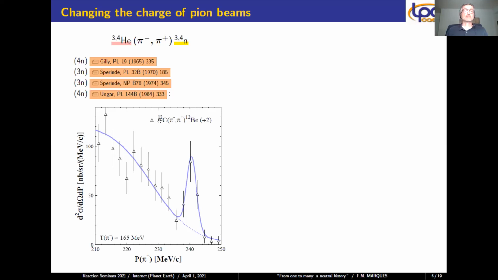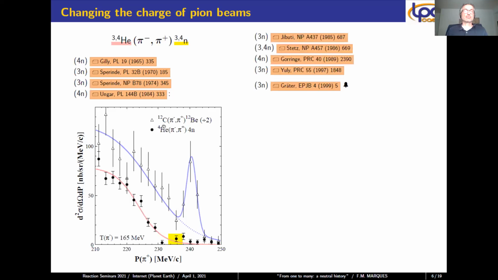Now, when they change the target from carbon to helium, this is what they get. So the phase space and no peaks. So this is the region where you should find a bound tetraneutron, the kinematically allowed region, and you see that there are no peaks in the resonant or in the bound region. Of course, you have events, but these events are compatible with what you see beyond this region.